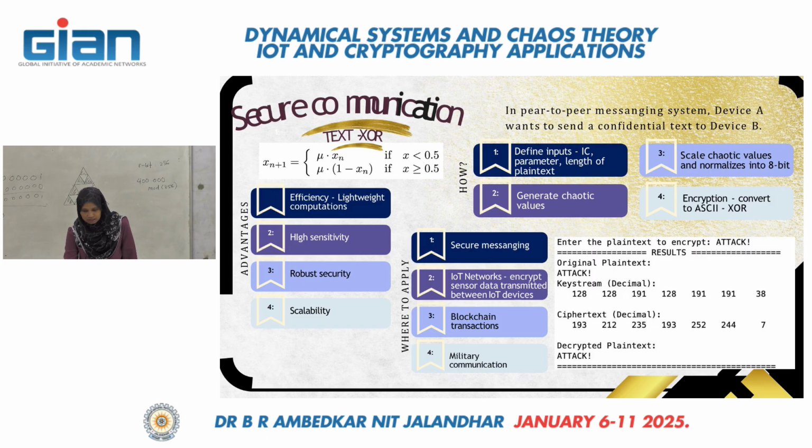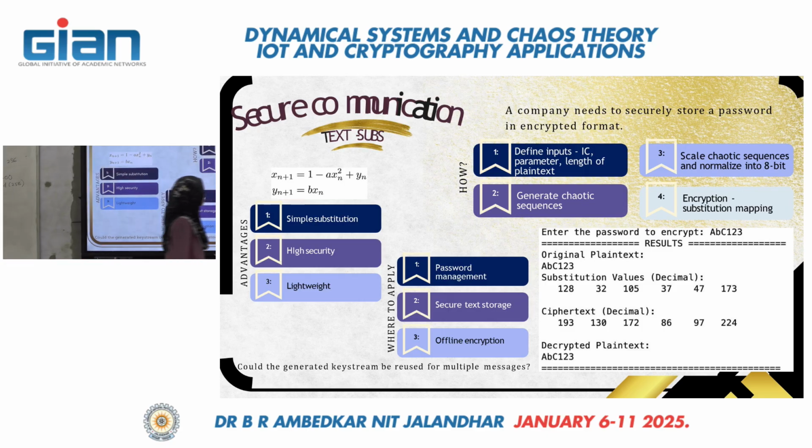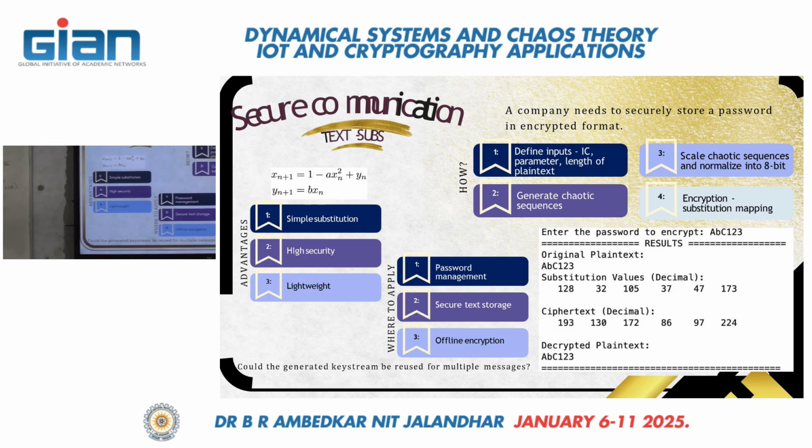All right, next. This one is still text, but the method is substitution. It's a very easy substitution algorithm that I'm using here for you to understand how we want to use chaos. So now it's the substitution, and this one is the Henon map. Why? Because the advantage is it is simple, but with high security and also very lightweight. So the computation is not high, it's easy, and the time complexity is also very good. We can apply it for password management, secure text storage, and also for offline encryption.